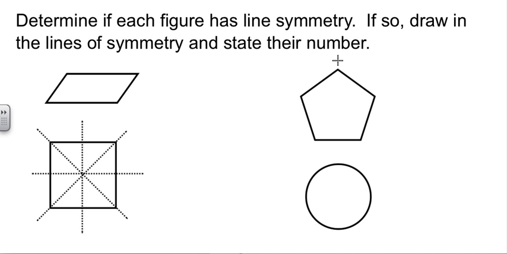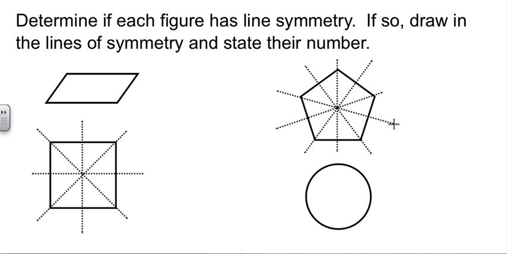What about our regular pentagon here? That certainly is a line of symmetry. That's 1. There's 2. 3. 4. And yes, even 5. That one has 5 lines of symmetry.